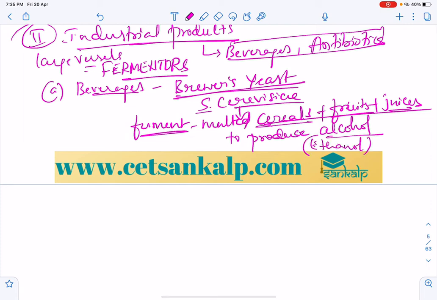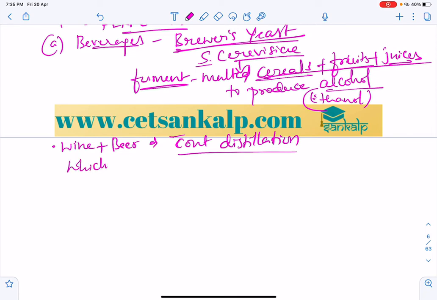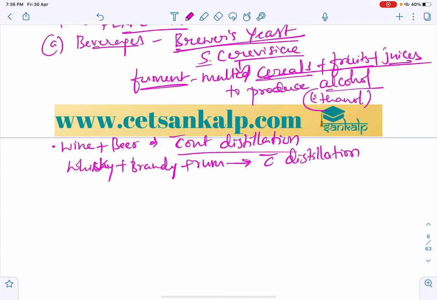That is ethanol. So you have to keep this in mind: to obtain wine and beer, they are going to obtain them without distillation. So in this question we can expect beverages like wine and beer without distillation, whereas whiskey, brandy, and rum are obtained with distillation. So these are the things you have to keep in mind.